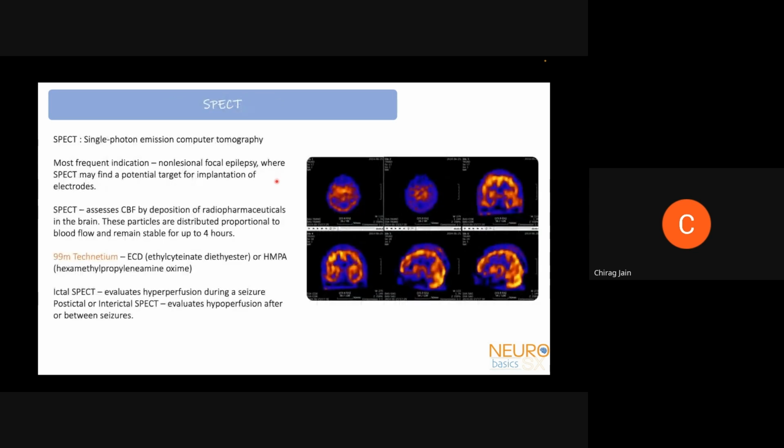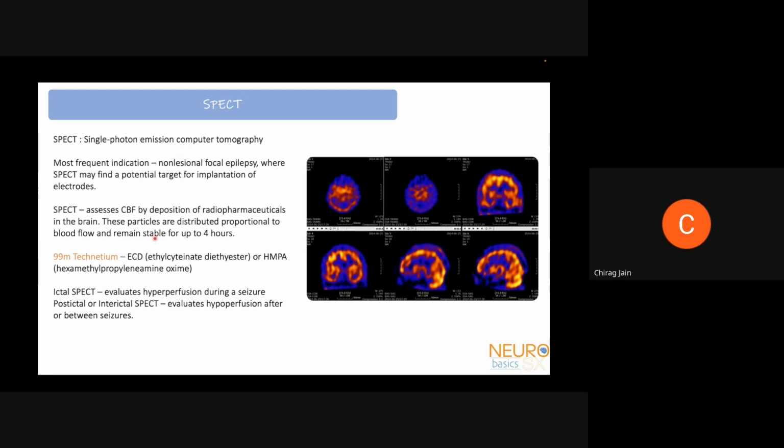Okay, now coming to other radiologic techniques, like SPECT. SPECT is very simple, but it is a highly labor intensive technique for localization of epileptic zones. SPECT is single photon emission computed tomography. The most frequent indication of using SPECT would be when you have a non-lesional focal epilepsy. Your MRI is normal, but it is a focal epilepsy. So a SPECT may be able to find you a potential target to implant electrodes. SPECT by itself cannot tell you that this is your zone, but it can help you figure out where you could implant electrodes in a patient who has a normal MRI.